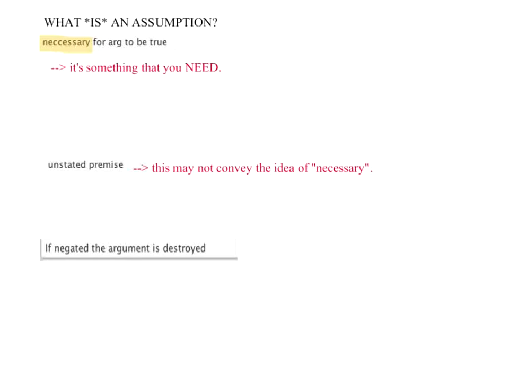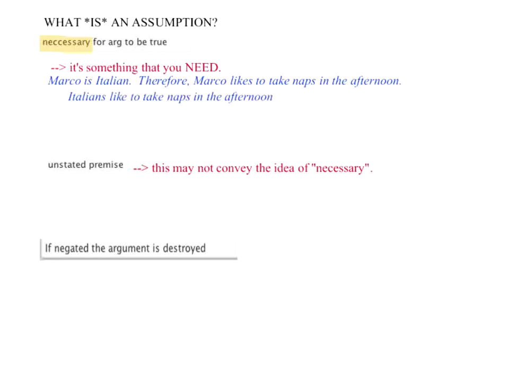Let's say you have this argument. I think I gave this argument last week, so I'll just use it again. Marco is Italian, therefore Marco likes to take naps in the afternoon. There's an argument. So one thing that is an assumption would be Italians like to take naps in the afternoon. That's actually a necessary statement. We need this for the argument to work. So this is an assumption.